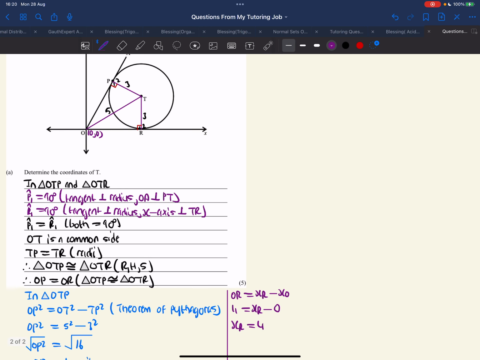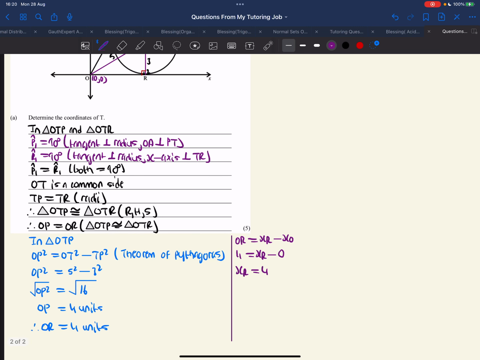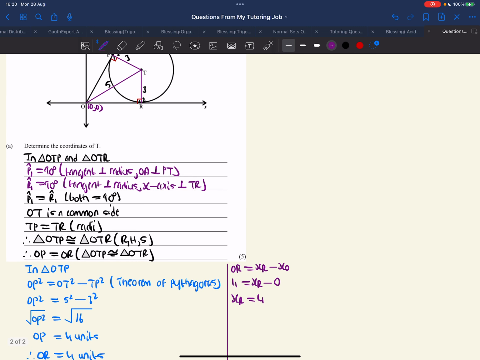Now can you see that T and R lie on the same line, which is line TR. If the x coordinate of R is 4, it just means that therefore xT is also going to be 4. Now the coordinates of R are just going to be 4, 0, because you can see that it touches the x-axis, so R is 4, 0.